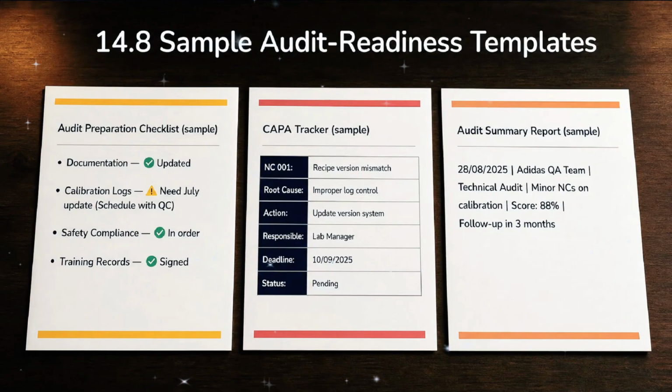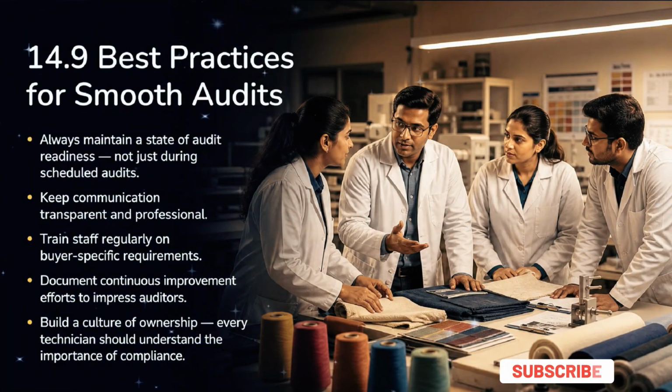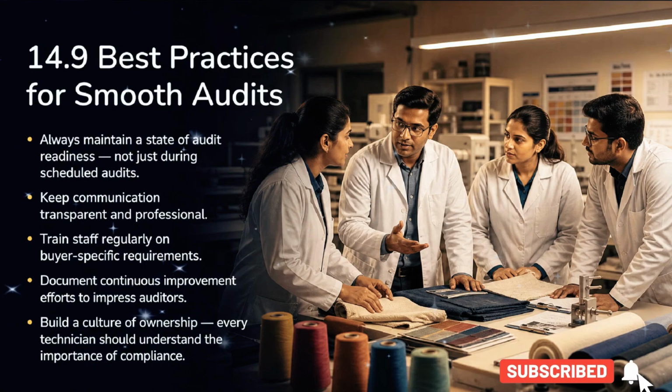Utilize audit readiness templates. These include preparation checklists, CAPA trackers, and summary reports to keep your lab organized and ensure nothing is overlooked during preparations. Best practices include maintaining constant audit readiness, transparent communication, and fostering a culture of ownership among your staff so that compliance becomes an everyday habit.